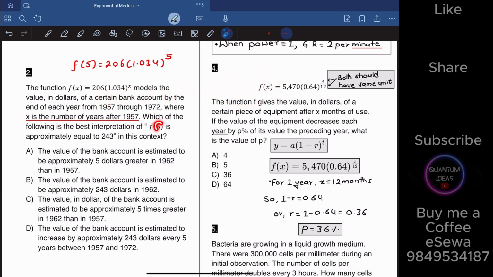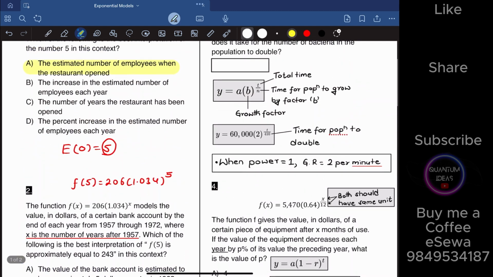So x equals 5 means the year is 1962, and f(x) is basically the dollars in the certain bank account, right? That is, $243 is in the bank account when the date is 1962. So let's see the options. The value of the bank account is estimated to be approximately $5 greater? No. The value of the bank account is estimated to be approximately $243 in 1962. That's right. After 5 years means 1962, and f is basically the dollars, that is 243. So B is our answer.